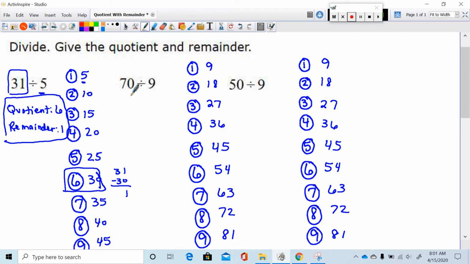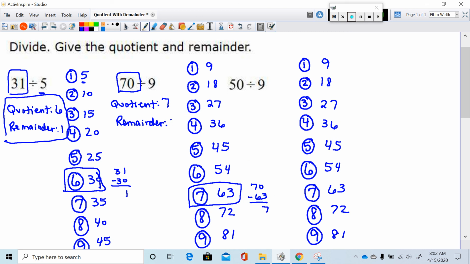Okay, so 70 divided by 9. Let's get the quotient first. So you look for the number that's the largest to 70, closest to 70 without going over. So that would be this right here. So the number that's circled is your quotient, and the remainder, you take the number that you were dividing, subtract out the number that's beside your quotient, and that's your remainder.